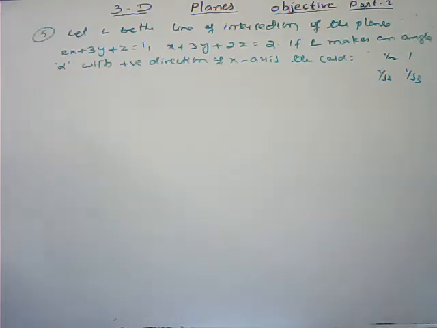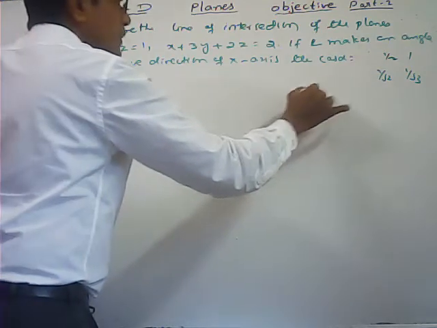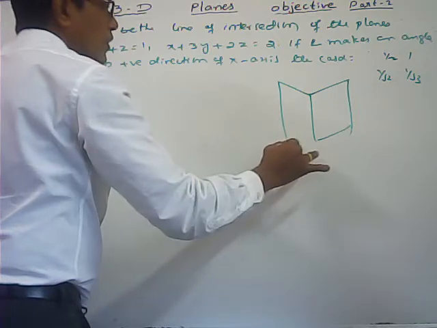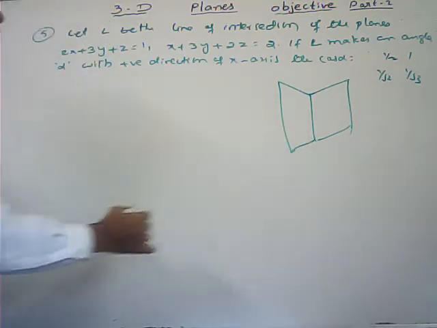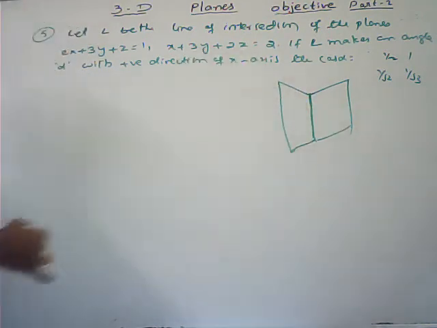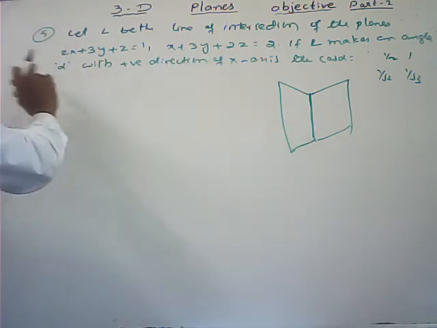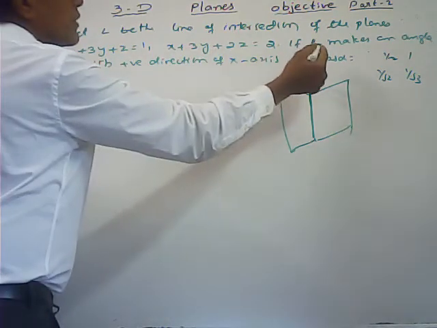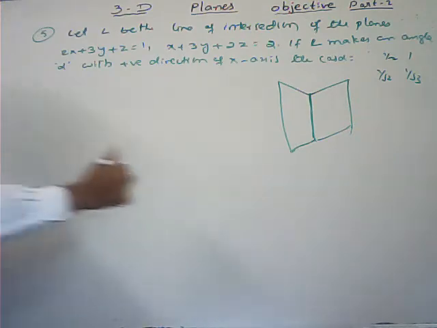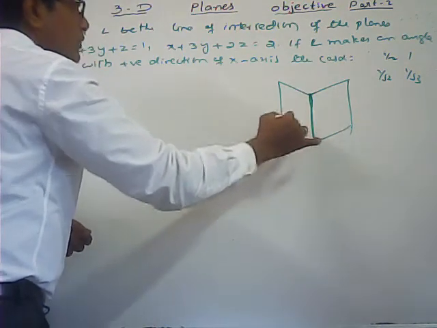Next one, let L be the line of intersection of the planes. Here 2 planes are given. L be the intersection of these 2 planes, that is the line of intersection of these 2 planes. So, here what they are asking, L makes an angle alpha with the positive direction of x-axis. What are the DRs of x-axis? 1, 0, 0.